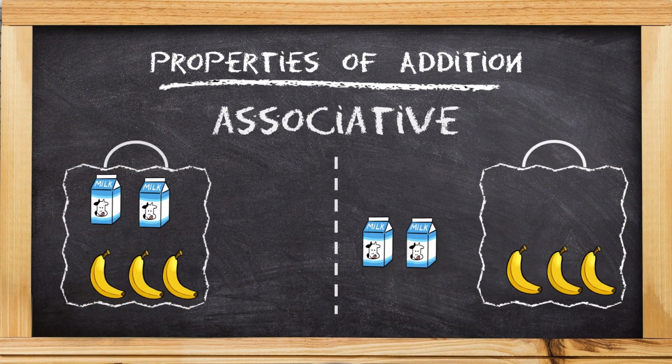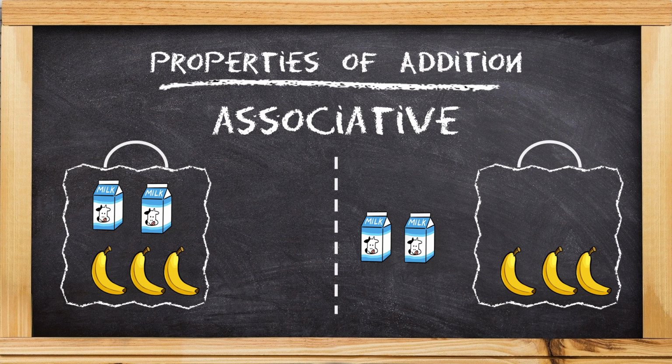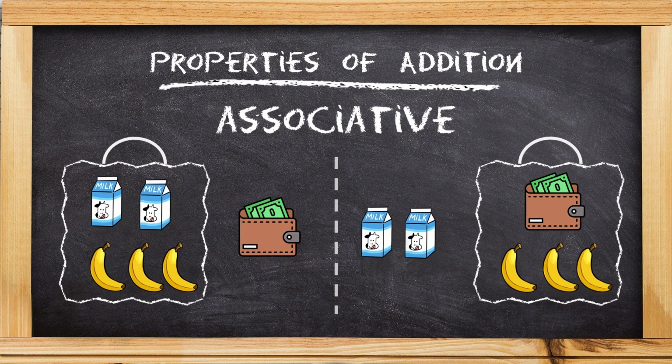3. Associative property. Finally, let's look at the associative property. Say I was carrying my groceries in my left hand, which had 2 cartons of milk and 3 bananas, while my right hand had my wallet. Now, if I switch things around, put the bananas and wallet in my right hand, and leave the milk in my left, I'm still bringing all the same items home. Nothing changes, just like in math.